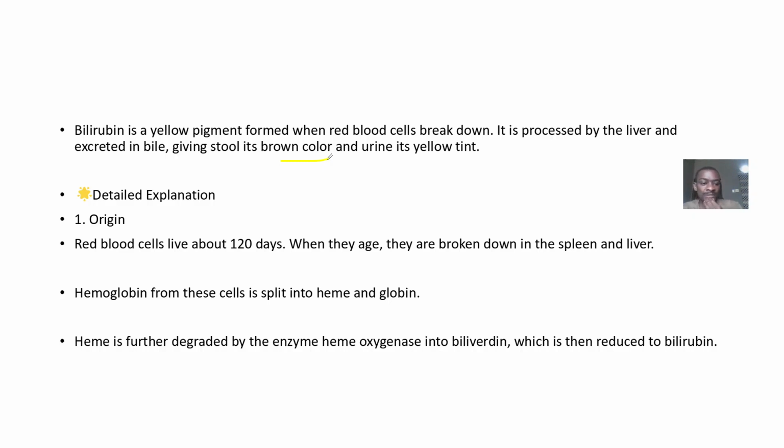So what's the origin? First of all, you should know that red blood cells usually live for about 120 days. After that, they are broken down in the liver and spleen. So hemoglobin from the cells that are broken down is split into what? Heme and globin. All right. So heme is further degraded by some enzymes into biliverdin. Then biliverdin becomes what? Bilirubin.